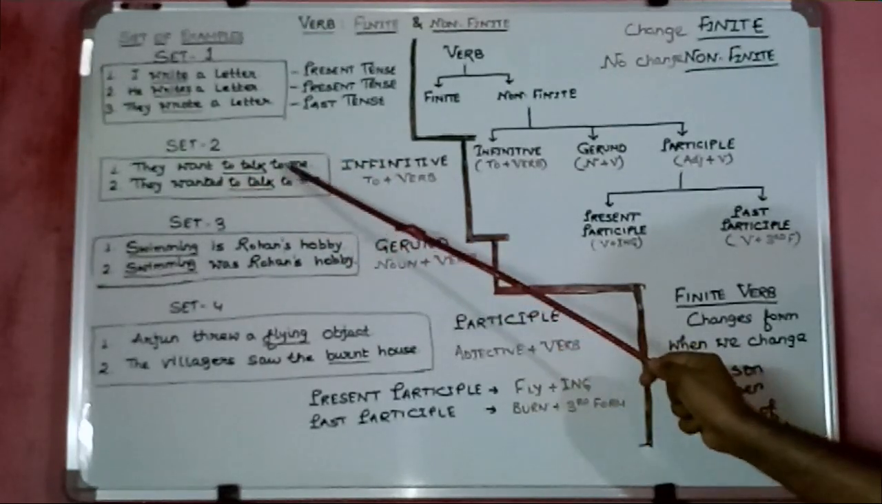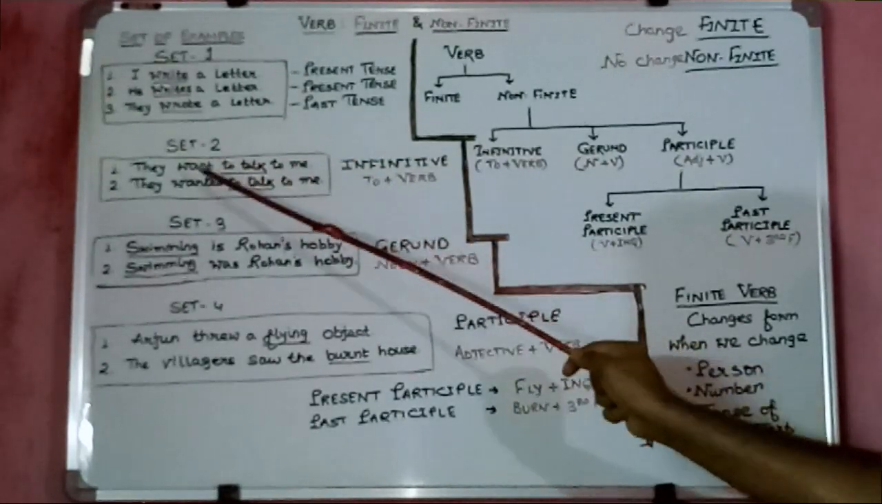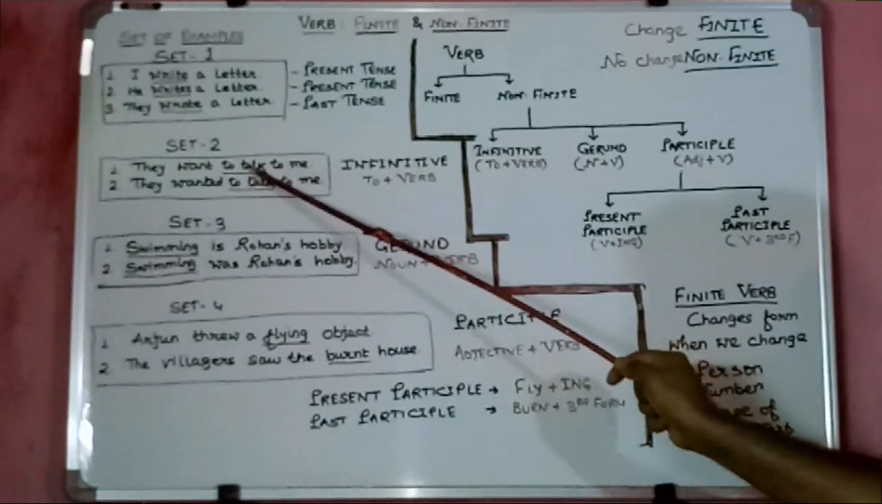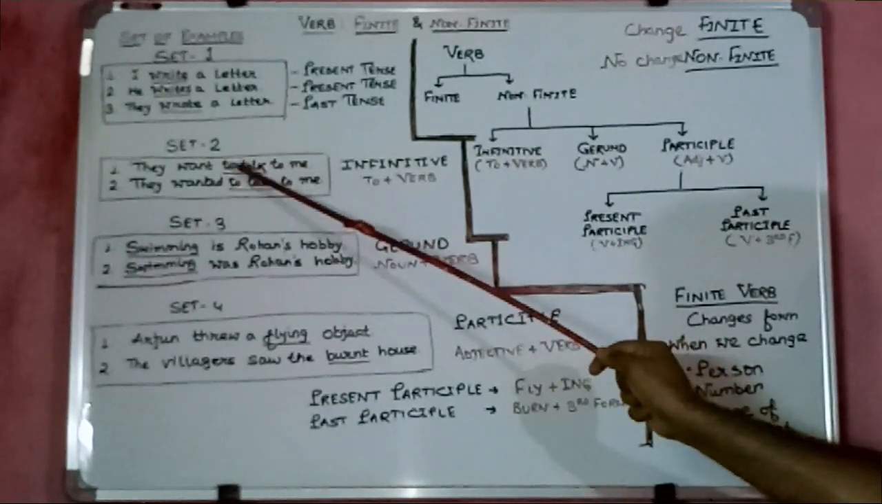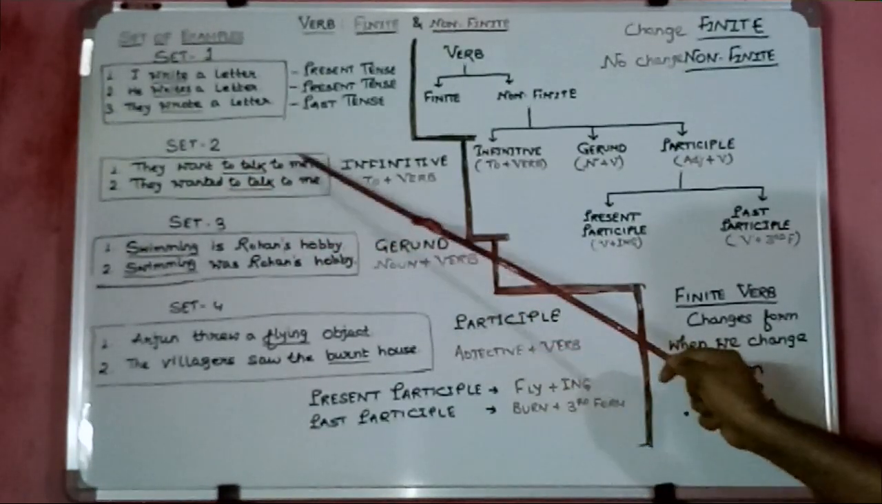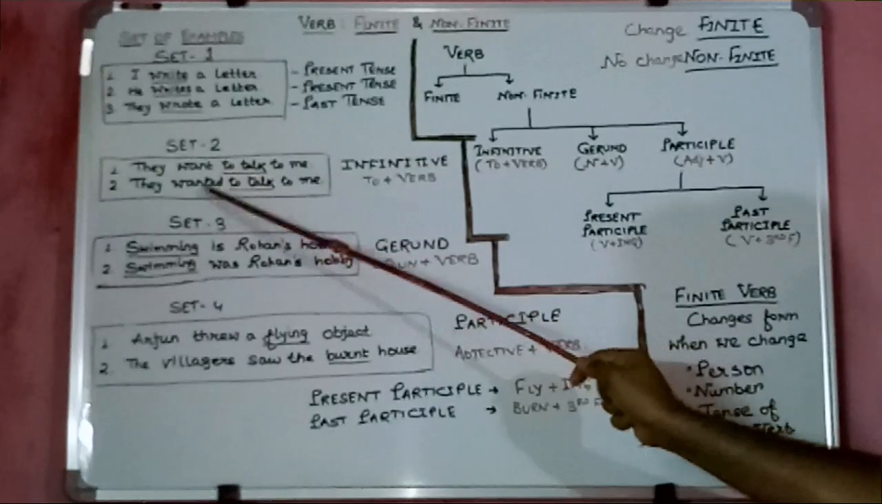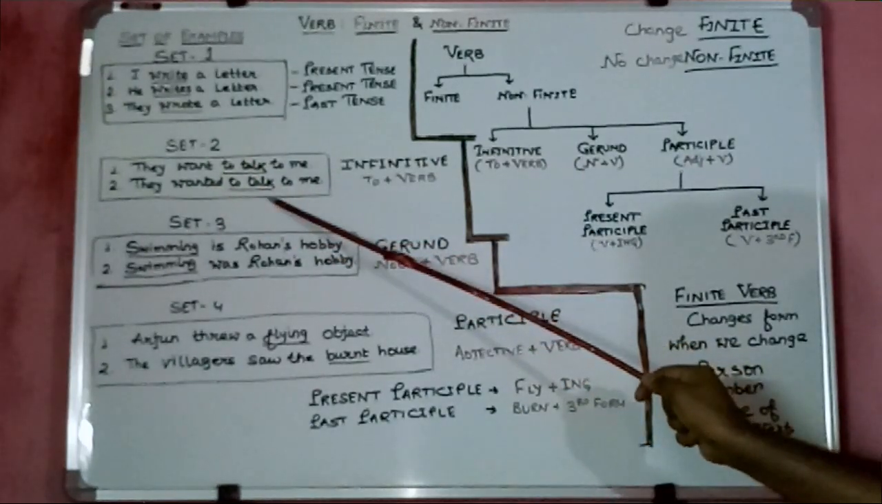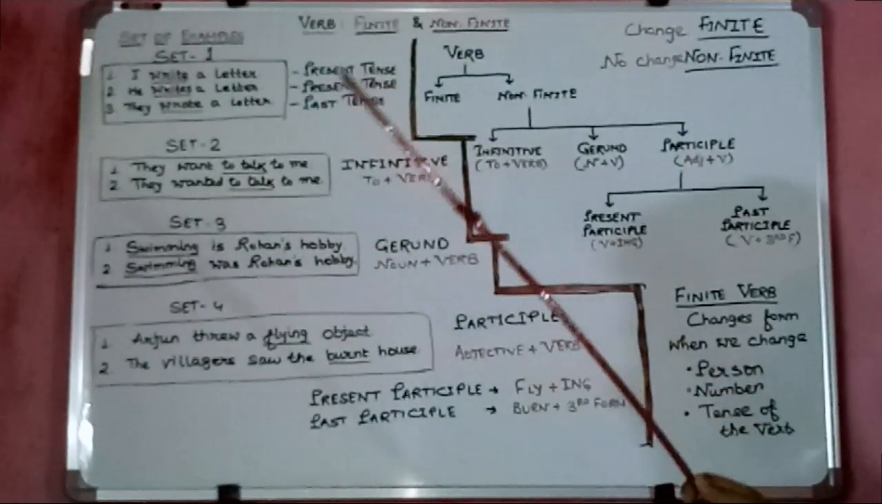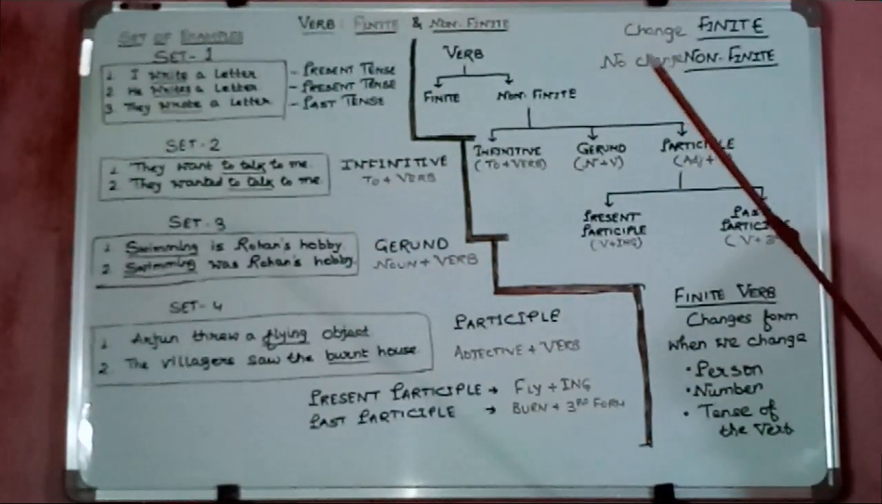But look at the second part of this sentence. They want to talk to me. Look at this particular verb talk, which is added with to. And in the second sentence also, they wanted to talk to me. We have changed the tense, but we have not changed the form of the verb over here. To talk has remained as to talk. So this type of verb is known as non-finite verb.